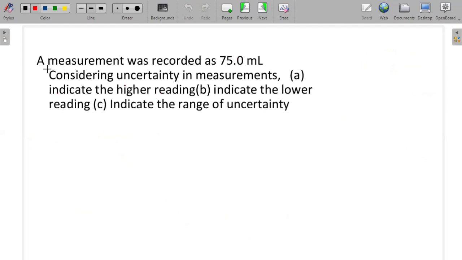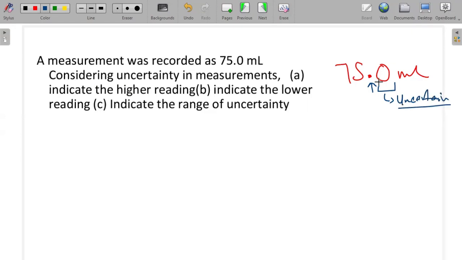The other one says a measurement was recorded as 75.0 milliliters. There's a point there. The first thing before we can answer any of these is to identify the uncertain digit, which is the last significant figure. Since there's a decimal place, the trailing zero is significant, so it is the last significant digit. So the zero is the uncertain digit.